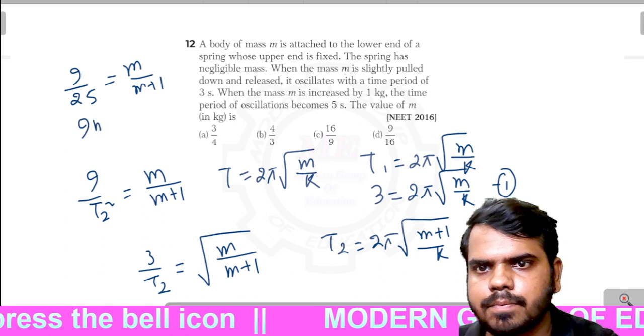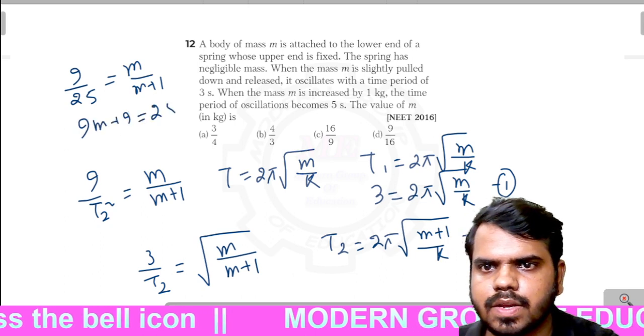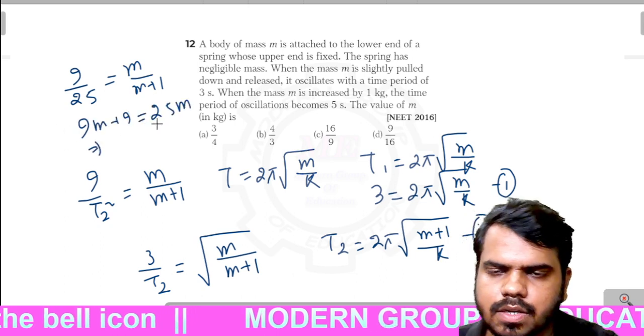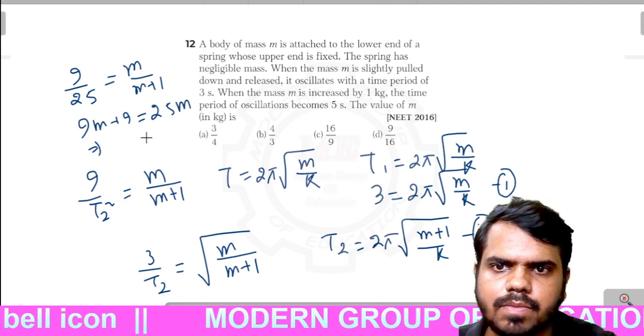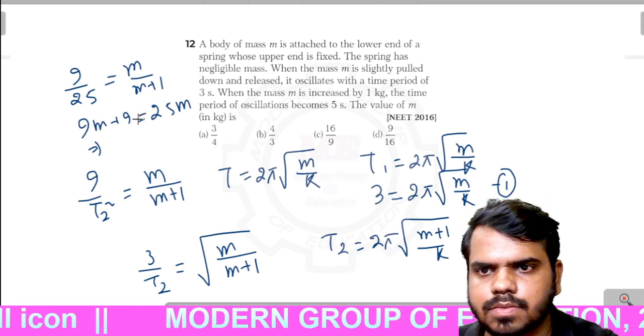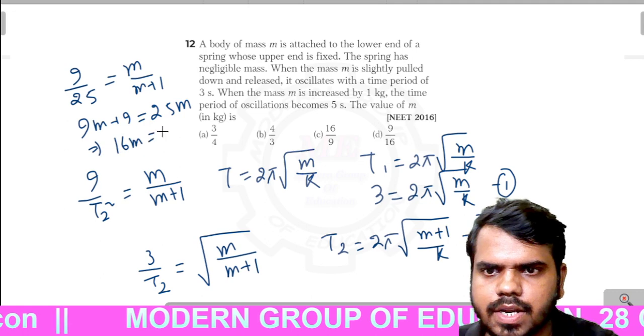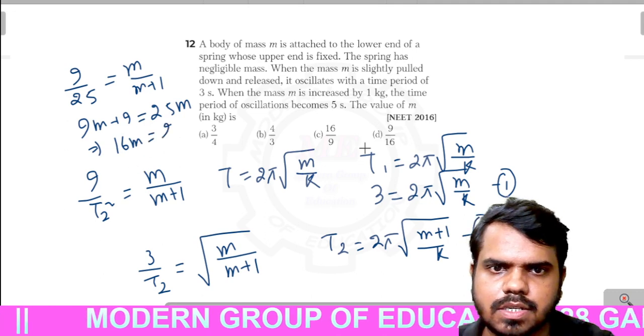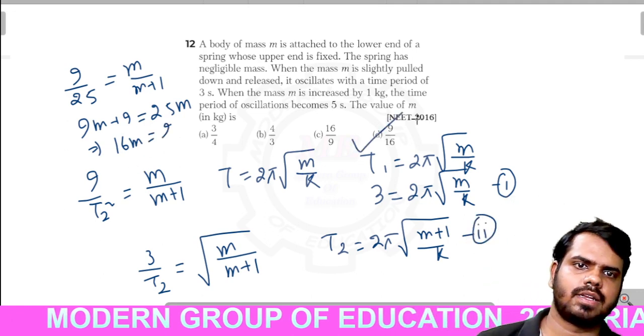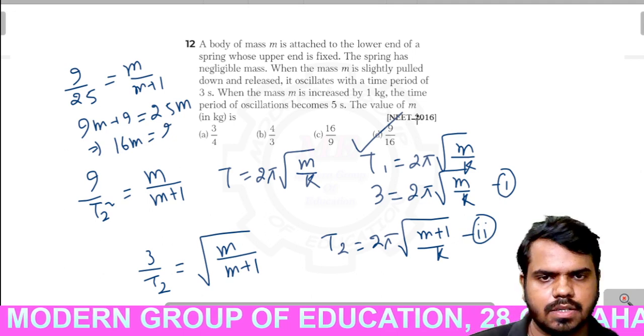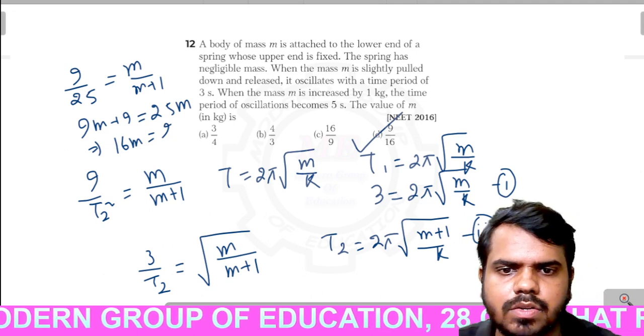So 9m plus 9 is equal to 25m. Moving m to this side, 25 minus 9 is 16, so 16m is equal to 9. So m is equal to 9 by 16. So answer D is correct. Very easy. Now coming to the next question.